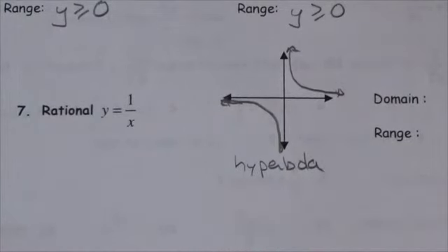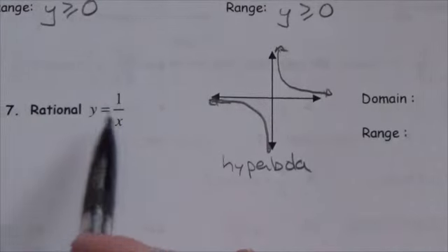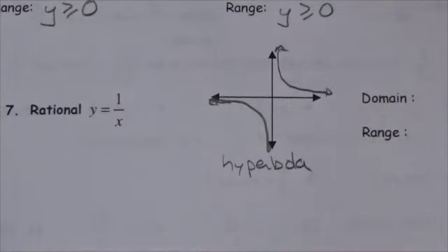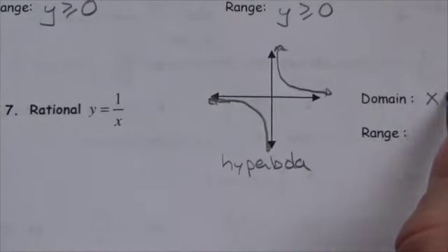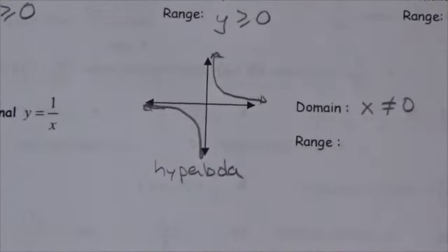Now, unfortunately, we don't spend a lot of time studying that shape, but we will be transforming it. The domain here, well, 0 is a non-permissible value, so the easiest way to describe this is to say that x cannot equal 0. X can't equal 0.